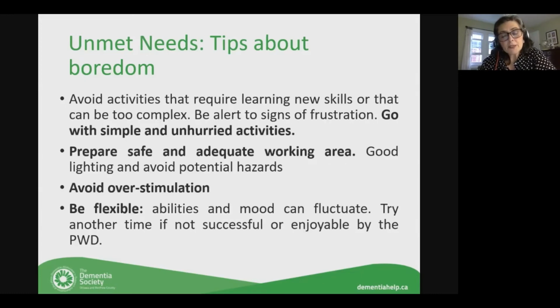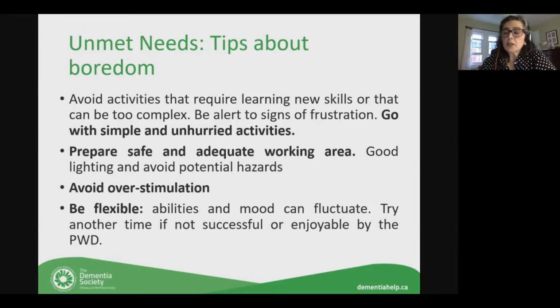Obviously, because new learning is very difficult, you want to do things that are very simple, don't have a time element, that the place where you're working is safe and it's adequate for what they need. You're not looking around for things. It's not too overcrowded or overstimulating where they don't know what to pick up next.